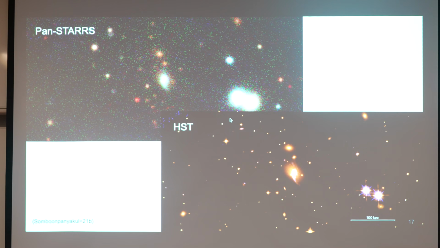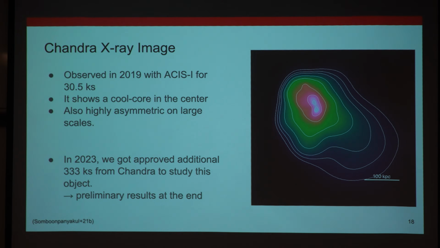Okay, so with that information, we went to Chandra and asked for X-ray observation. So here is what a Chandra X-ray observation looks like. Here is a 30 kilosecond observation. This is the contour plot of the X-ray emission. The peak is here. The BCG is located at the peak, and yet the large scale morphology is very asymmetric. There is a more dense area here, and then it is much more extended out to the right hand side here. So we call it a highly asymmetric system with a strong cool core.